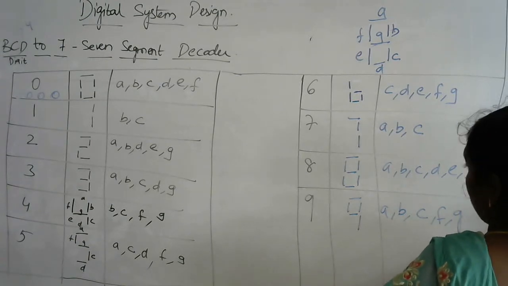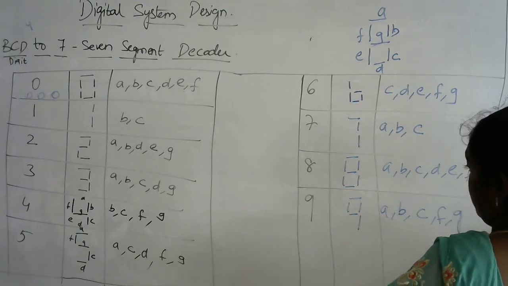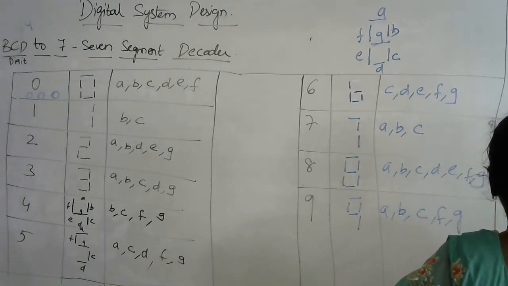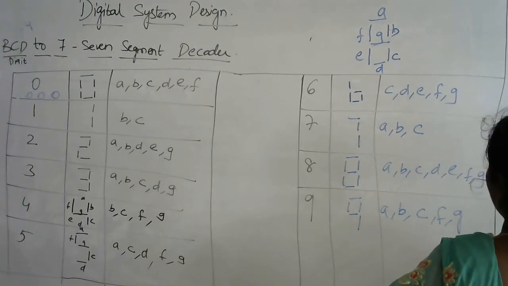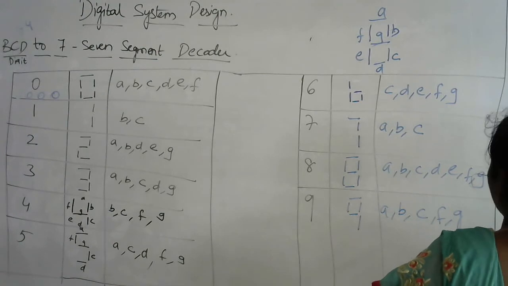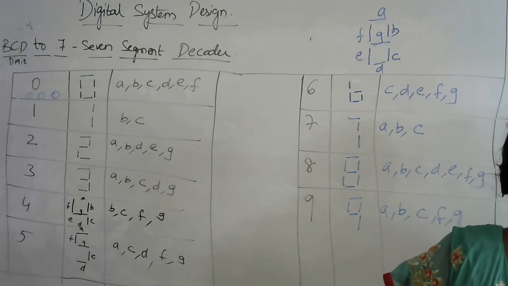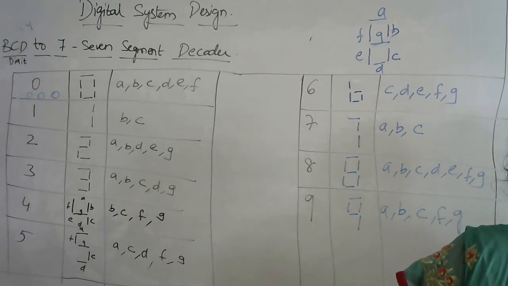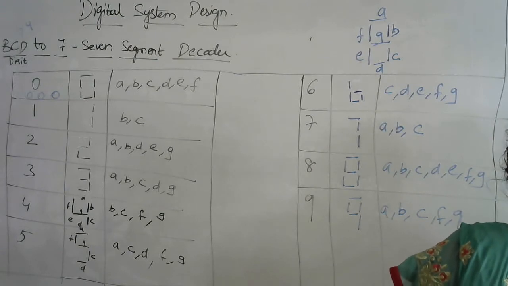For 4: B, C, F, G. For 5: A, C, D, F, G. For 6: C, D, E, F, G. For 7: A, B, C. For 8: A, B, C, D, E, F, G. For 9: A, B, C, F, G.